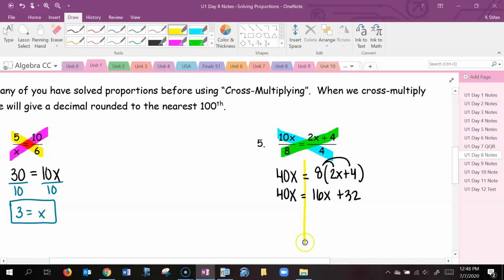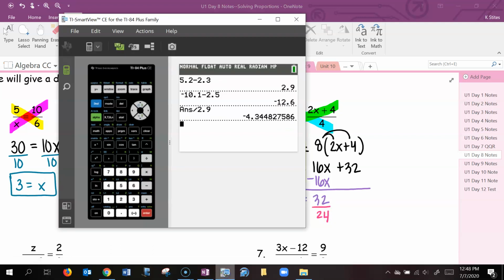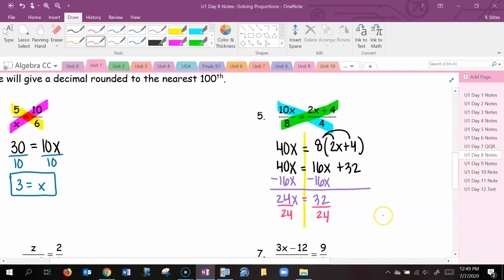Okay, and now we can go ahead and solve this. So I notice I have x's on different sides of the equal sign. That means I'm going to move my smaller x. So I'll subtract my 16x on both sides. That's going to give me a 24x equals 32. And then we divide by our number with x. So I'll divide by my 24. And that's not going to go in evenly, so I will use my calculator. And I get 1.33 is what I will round this to.